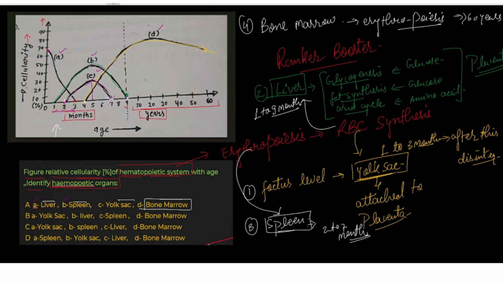So as we have seen, in the first option, from the initial stage till the 3rd month, that should be the yolk sac. So A should be the yolk sac given here. And second would be the liver, from the first month till the 9th month. B should be the liver, A should be the yolk sac, C should be the spleen, and D should be the bone marrow. So here the first is liver, C is the spleen, and D is the bone marrow, given in the second statement. So we should go with the second one only. This would be the answer.